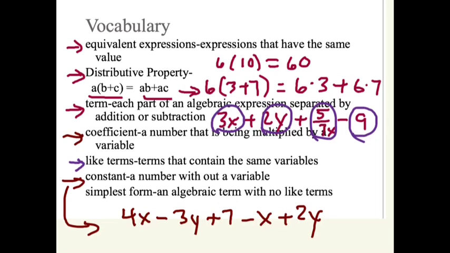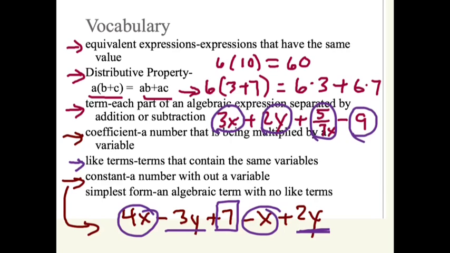So I can circle 4x and this, I'm going to call it a negative 1x term. We'll talk about that later. I can circle these two terms, they're alike. I can put an underline under my y terms because they're alike. And then here I have a constant term that's not like anything else. But if I had another constant term, I can see that indeed we'd have several groups of like terms.